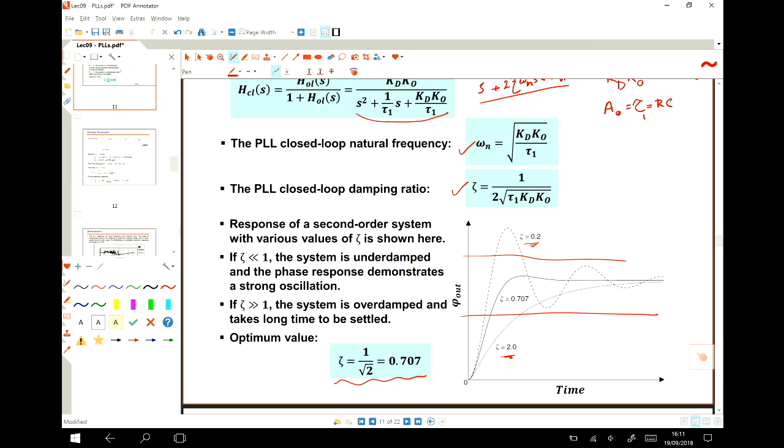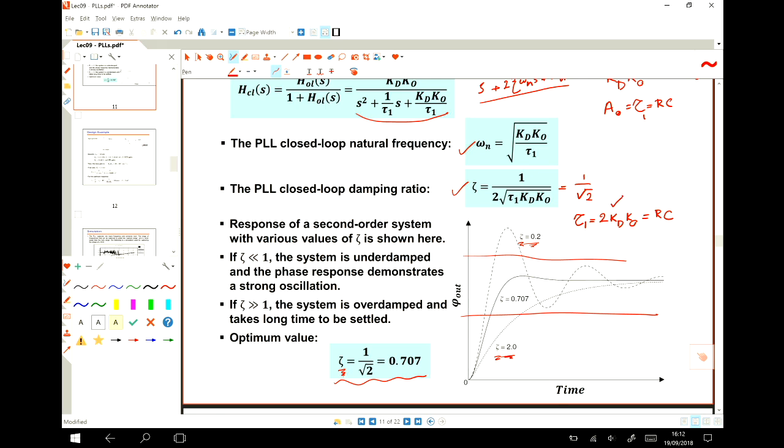So these are the problems with the different values of the zeta. And then we try to get the optimum zeta. I mean, define the optimum filter to get the optimum zeta. So then we need to put zeta equal to 1 over square root of 2. And then based on this, we can see that tau 1 equals 2 KD KO, which is equal to RC.